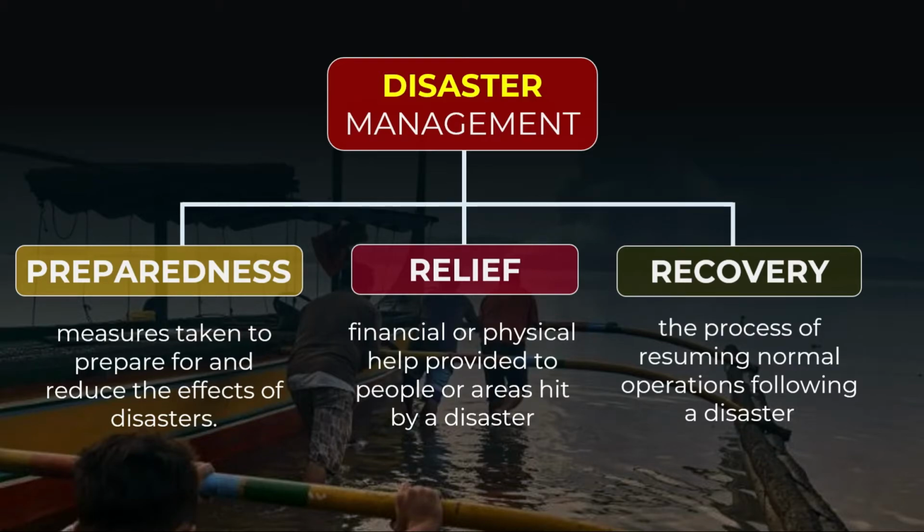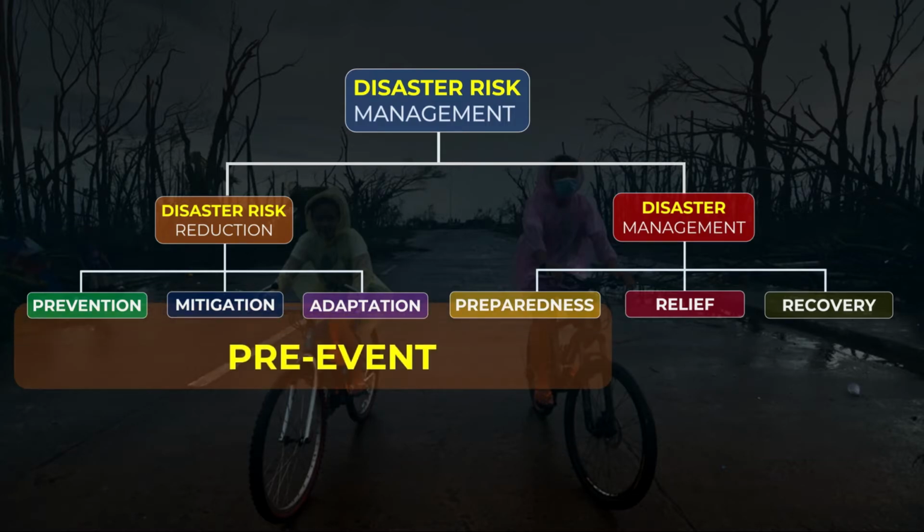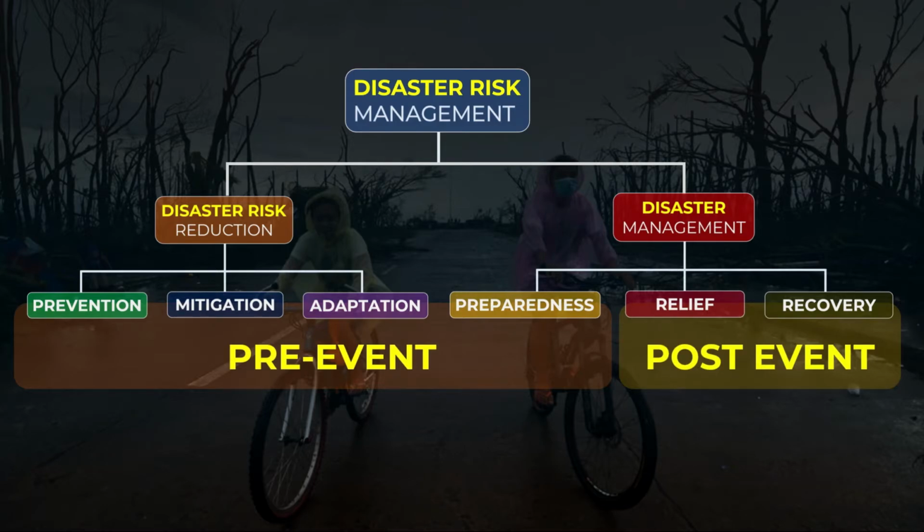So, this is now the whole picture. Prevention, mitigation, adaptation, and preparedness are classified as pre event activities, while response, relief, and recovery are post event activities. The event that we are referring to is the extreme natural event like typhoon, earthquake, flood, in short, natural hazard.